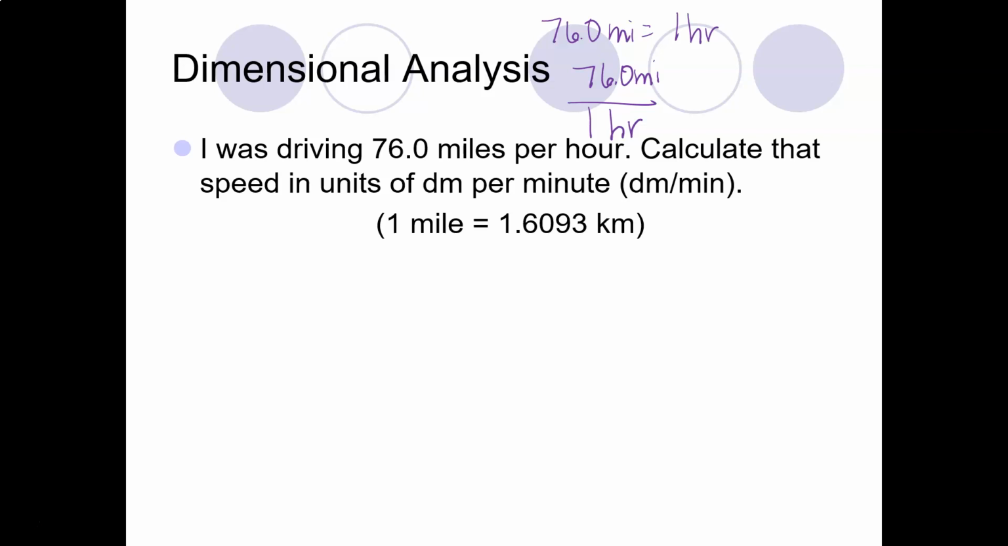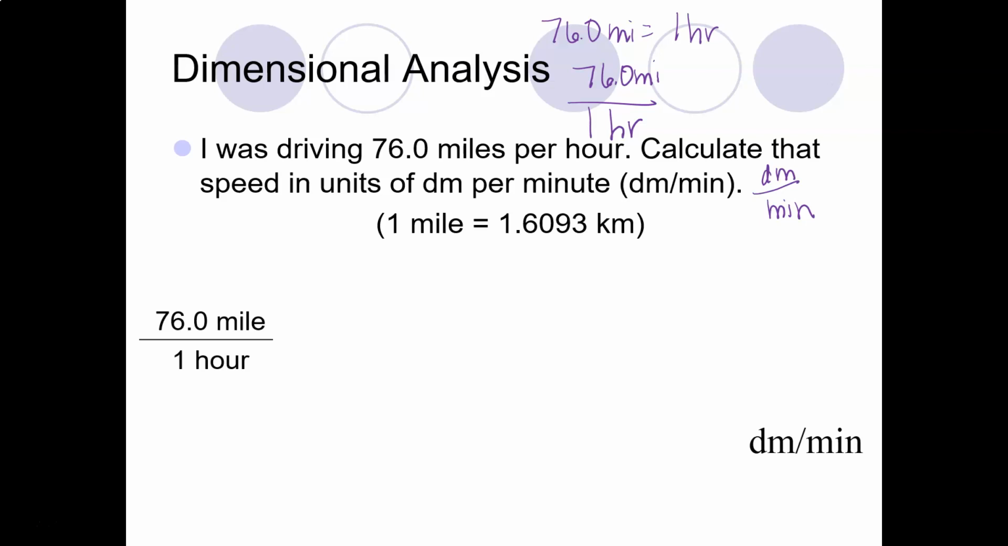And the second unit per means it's in the denominator. Okay. So I was driving 76.0 miles per hour. Calculate that speed in units of decimeters per minute. So we need our answer to be in decimeters per minute. So I'm going to write my answer needs to be in decimeters per minute, and I'm starting with 76.0 miles per hour, and when I write that, it's going to look like this.